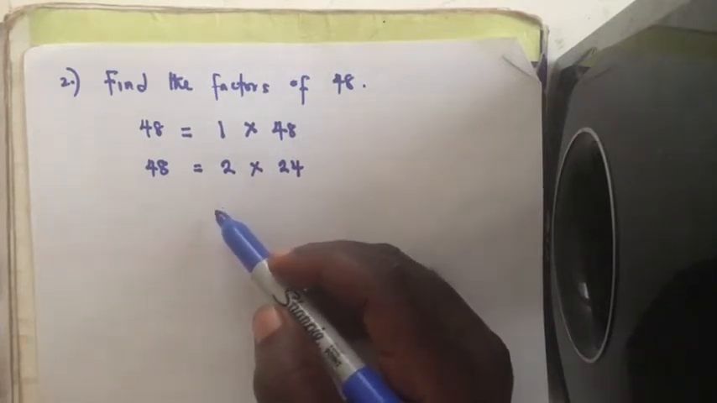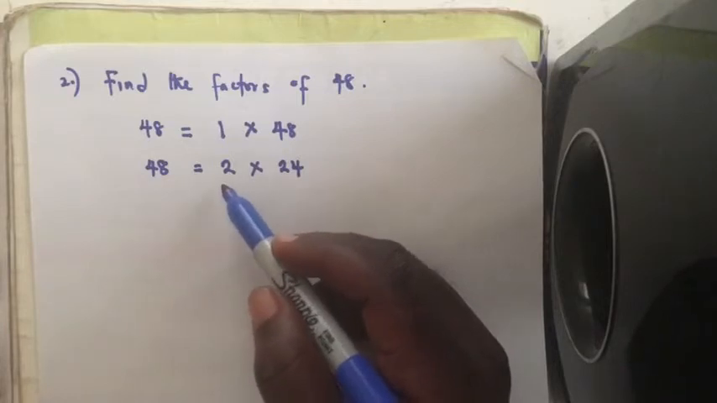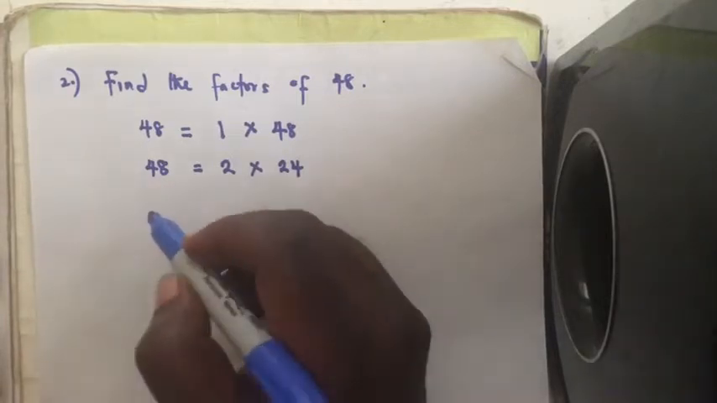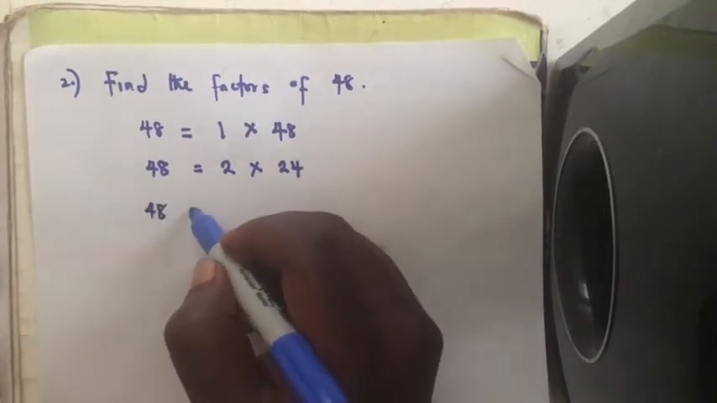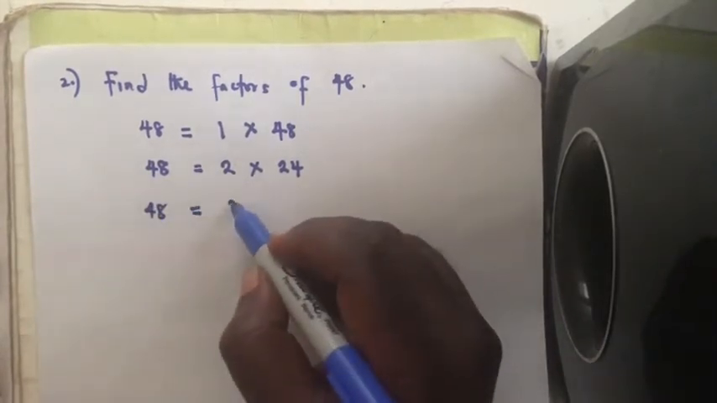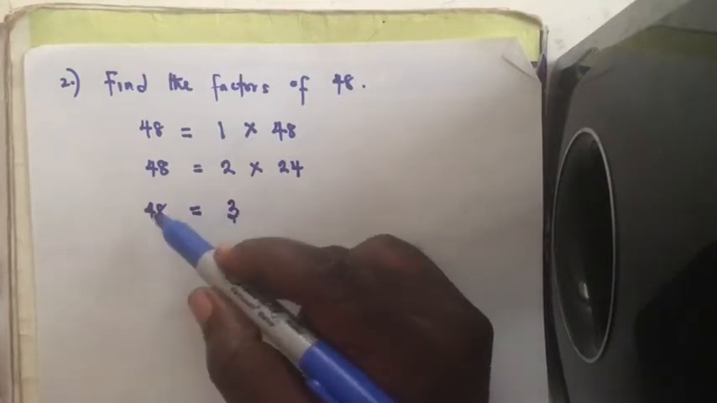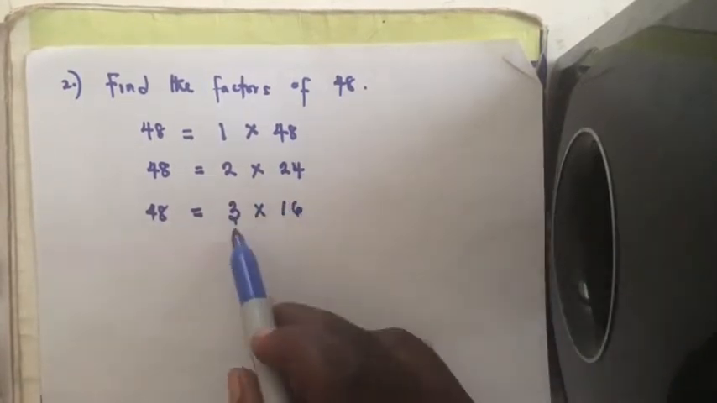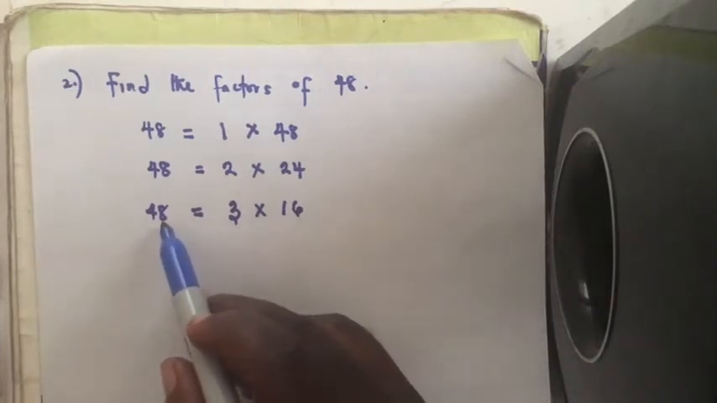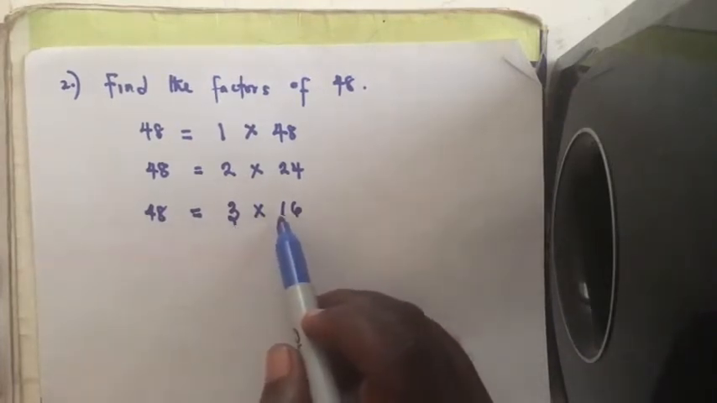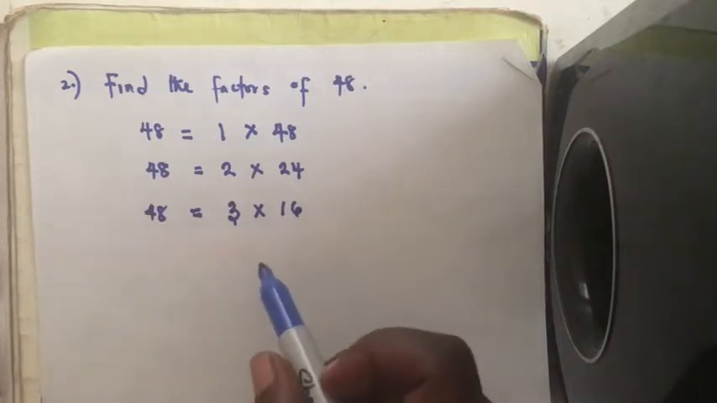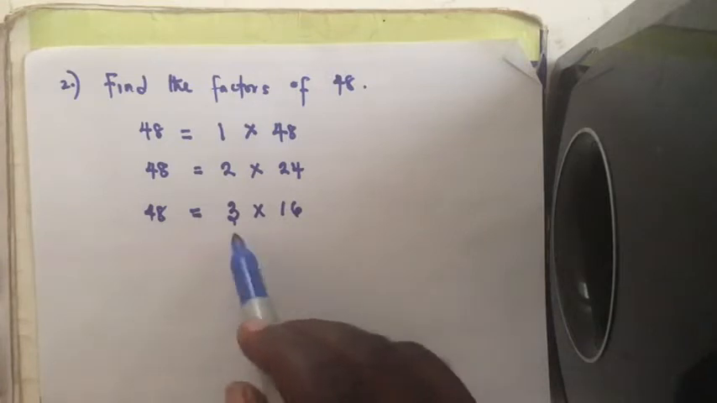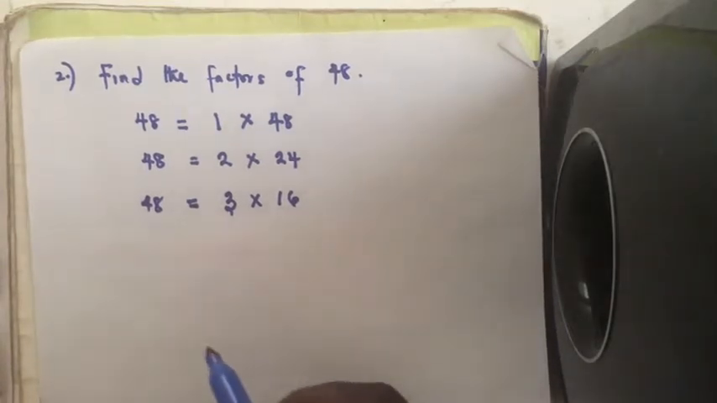3. 3 is the next digit after 2, and 3 is also a factor of 48. I can write 48 equals, since 3 is a factor of 48, 3 times what will give me 48 is 3 times 16, because 3 times 6 is 18, that's 8, carry 1. 3 times 1 is 3 plus 1, that's 4. So 3 times 16 is 48. So this is also one of the factor pairs of 48.